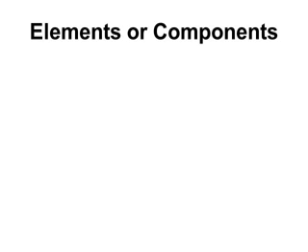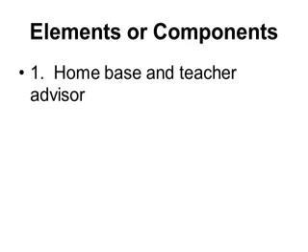Now we're ready to take a look at the components of a good, well-functioning middle school. This is a list of elements or components. There are 7 of them that we're going to be going through, and some of them, I believe, quite honestly, are more important than others. The first component is that each student has a home base and a teacher advisor.